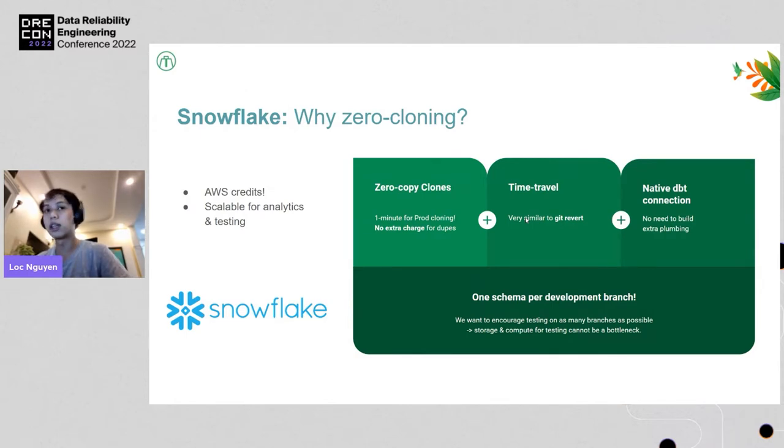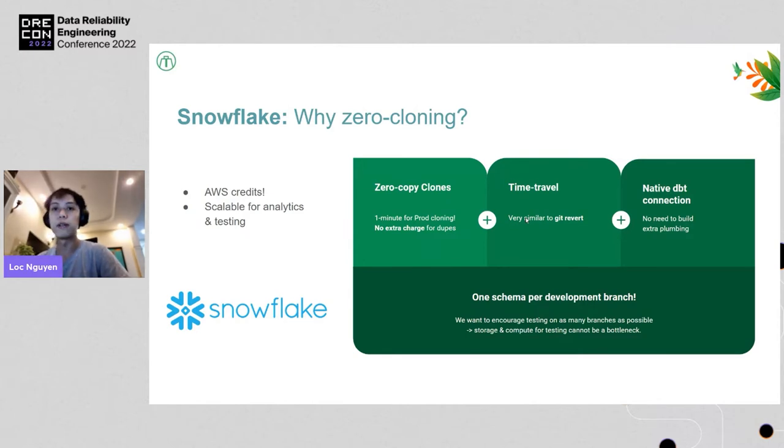There are three key features that we think are really helpful to this testing pipeline. First, we can copy the entire production schema to another cloned schema, which takes 1 minute and doesn't take any extra charges for duplicated data. Second, we can do time travel and basically revert back, like a git revert, on our data. And finally, third, we have a native dbt connection, so we don't need to build any extra plumbing to connect Snowflake with Python or with dbt.